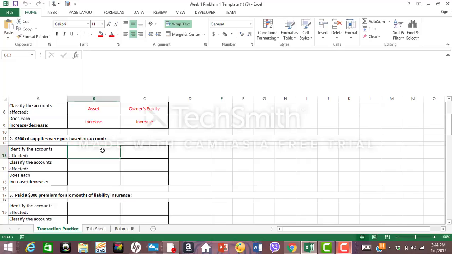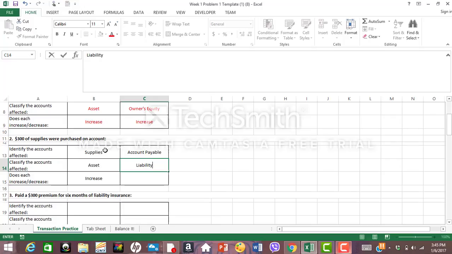So the two accounts that get affected are supplies, and supplies is a part of assets. And supplies obviously increase. Now, since the supplies were purchased on account, meaning they got a loan, accounts payable was affected. And accounts payable is a part of liability, and it also increases.